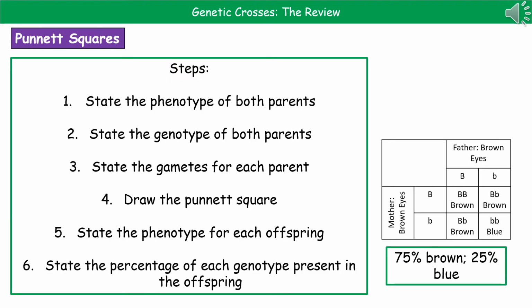Don't forget, when we're asked to work out a genetic cross on the exam paper, you're going to draw a Punnett square, which I've shown you in the bottom right there. So we've got 6 key steps to this. State the phenotype of both parents, state the genotype of both parents, and state the gametes for each parent. Then we fill in our Punnett square, making sure that we state the phenotype for each offspring, and then we finally put down the percentage of each genotype present. So what we have there covers all of the bases possible.